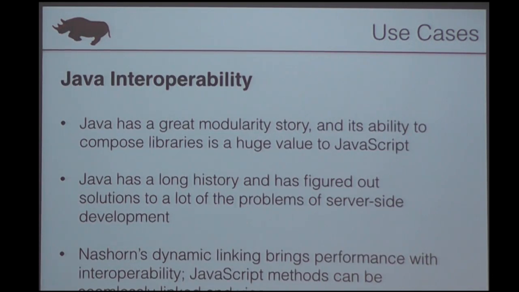Now, a big part of the problem with Rhino is that its integration with Java, and vice versa, was really bad. And Nashorn kind of takes that to another level. Not of bad, of good. It brings it back to good. Gets it away from bad. So there's this really high amount of interoperability with Java and JavaScript.